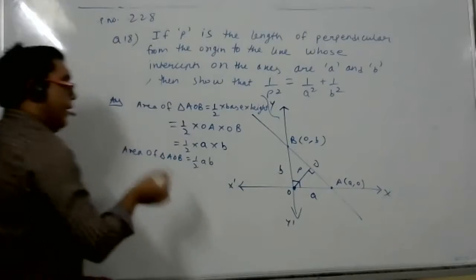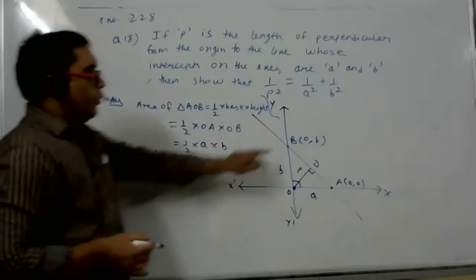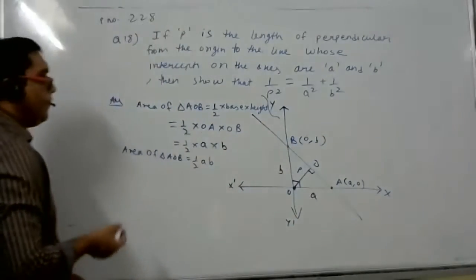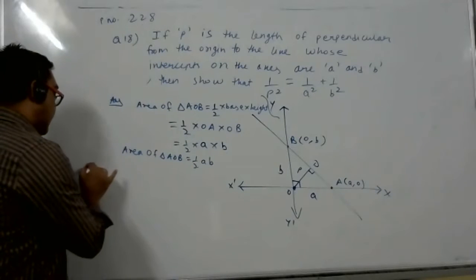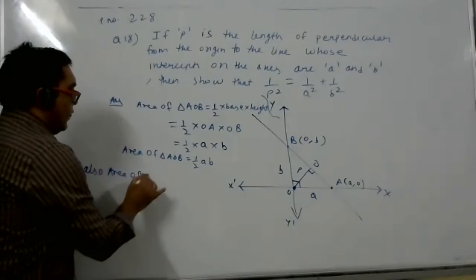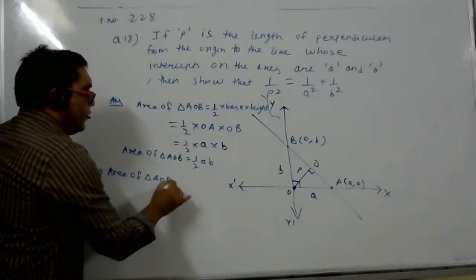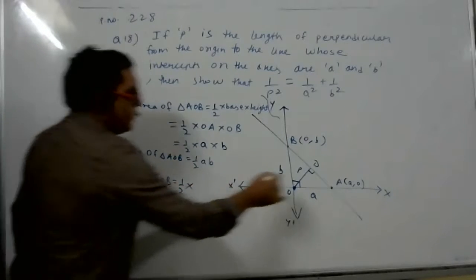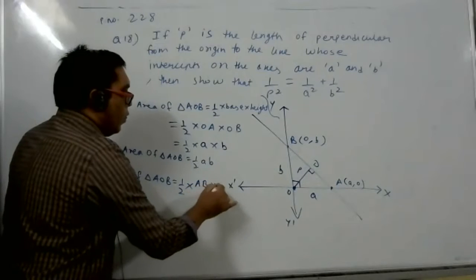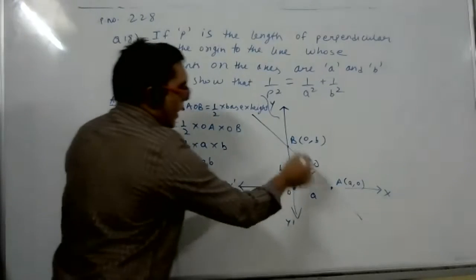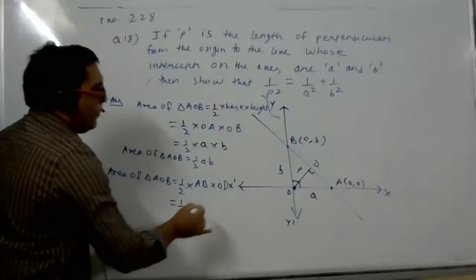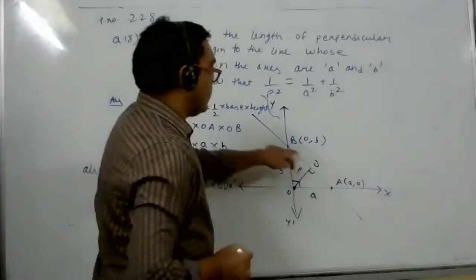But we can find the area by one more method. Either we have the coordinates, that way also you can find. So also the area of a triangle is equal to half base into height. This time I will take the base as AB. Half AB into OD. This way is also correct. Now half base into height. Yes, sir, correct. What is the length of AB, student?